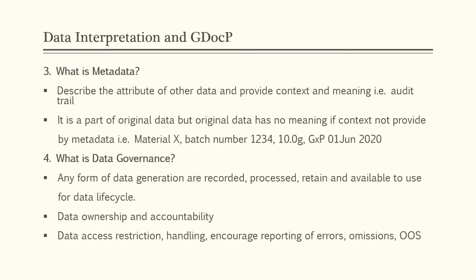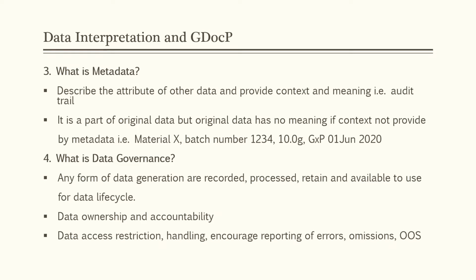What is metadata? Metadata describes the attributes of other data and provides context and meaning, such as audit trail. It is a part of original data, but original data has no meaning if context is not provided by metadata. For example, material X batch number 1234 required 10 gram for process step, initial and date. So this information is metadata, and that will be part of the original data.